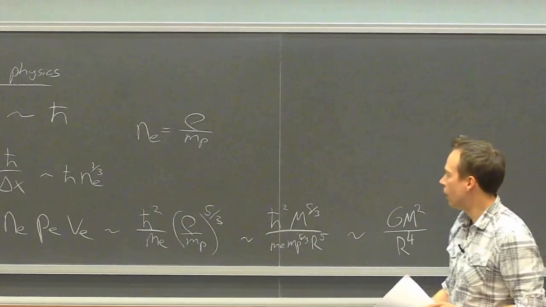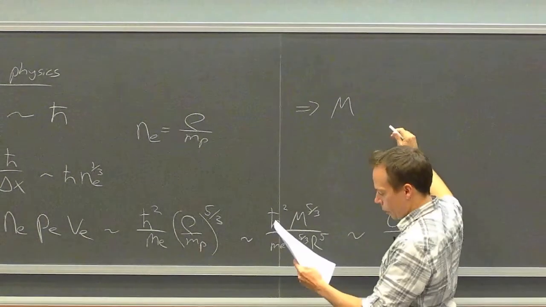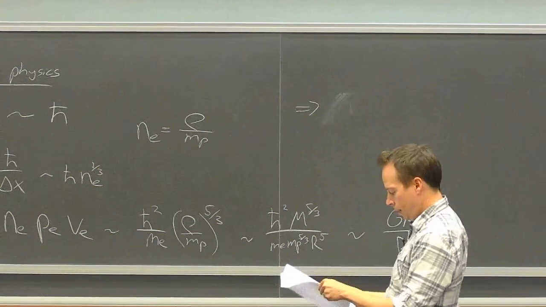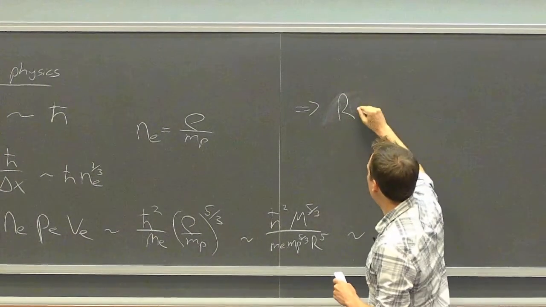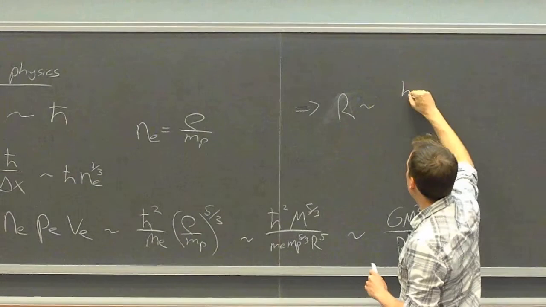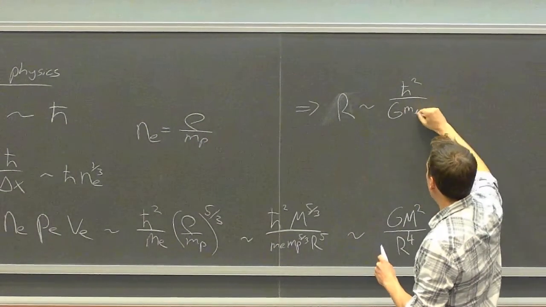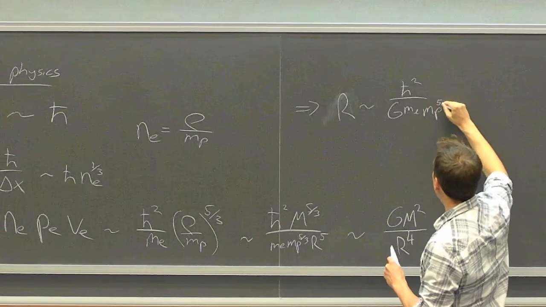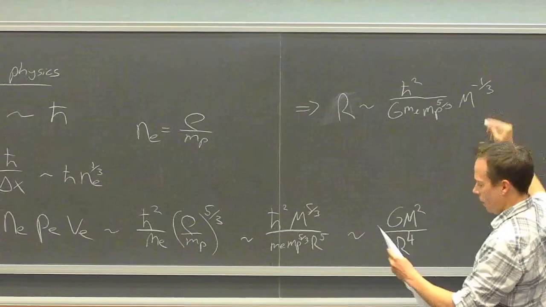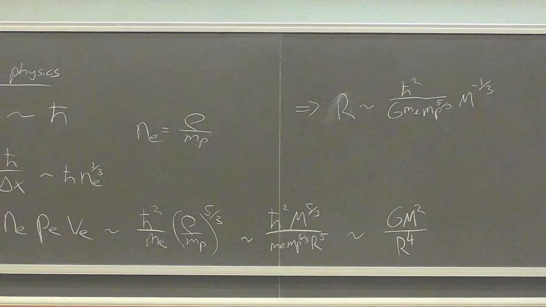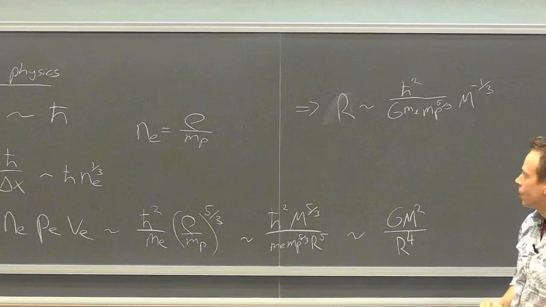Okay, so we can just solve this equation, and we get the mass... actually, let me solve it in terms of radius. So the radius of the white dwarf is roughly (ħ² / (G m_e m_p^(5/3))) times mass to the minus 1/3. So this is a mass-radius relationship for white dwarfs.